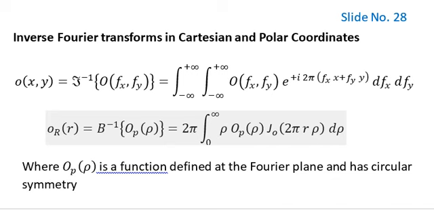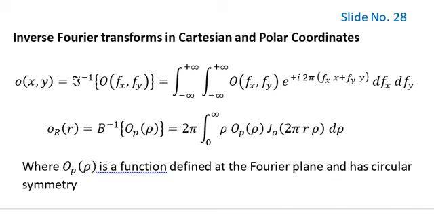Now it is given by the integral 2 pi into integration from 0 to infinity. The variable of integration is rho, and the integrand is rho multiplied by capital O subscript P as a function of rho, and multiplied by the Bessel function of first kind order 0, that is J0, as a function of 2 pi r rho. Here capital O subscript P as a function of rho is a function defined at the Fourier plane and has a circular symmetry.